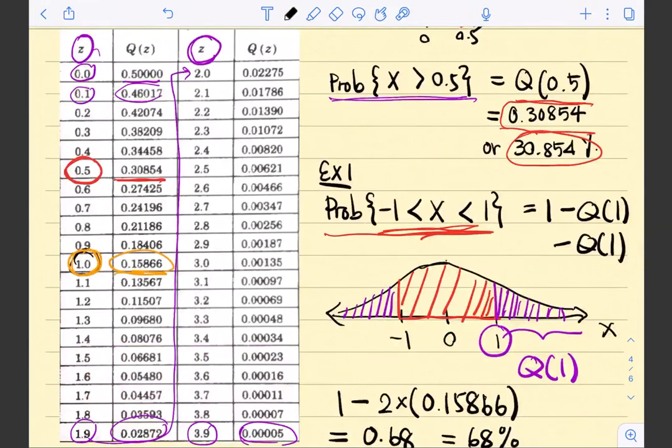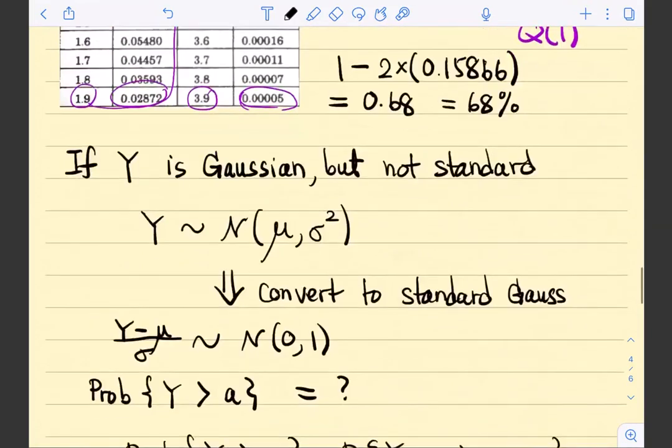Okay. Now, what if your random variable is not standard Gaussian? It's still Gaussian, but it's not standard. What does that mean? That's what this Y is. Y is a Gaussian random variable, but the mean is not 0. The mean is equal to mu.